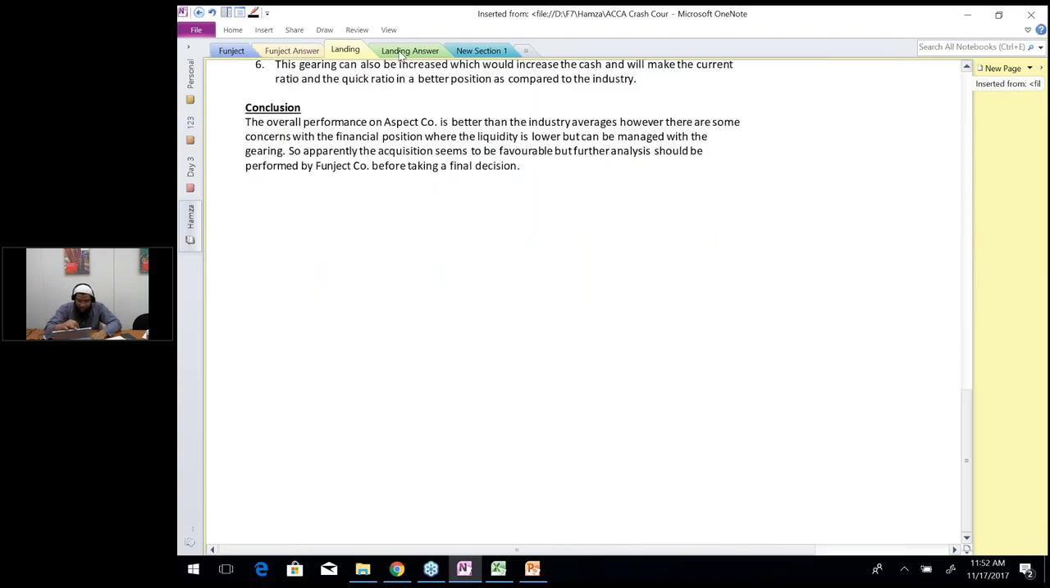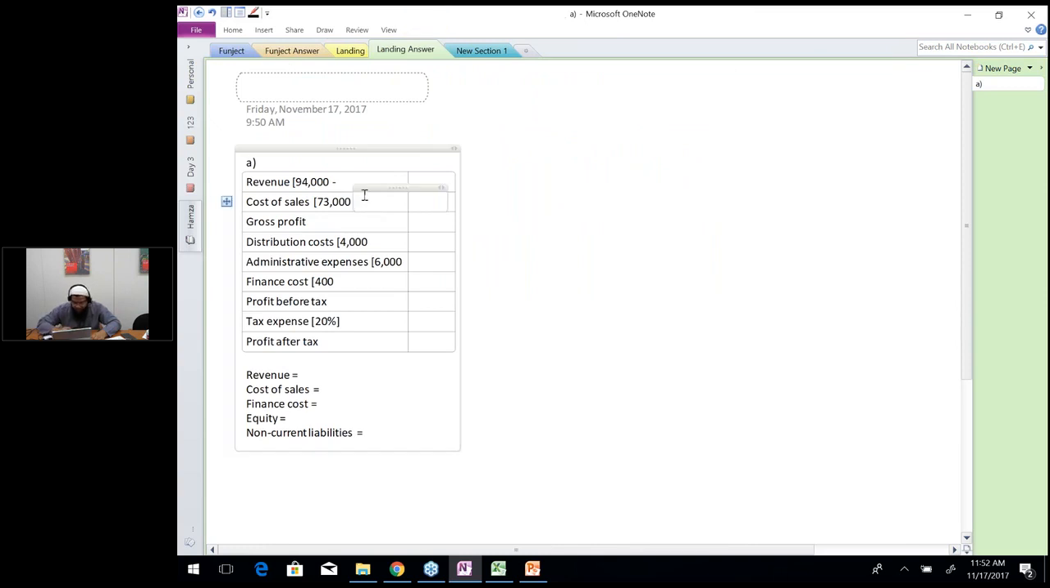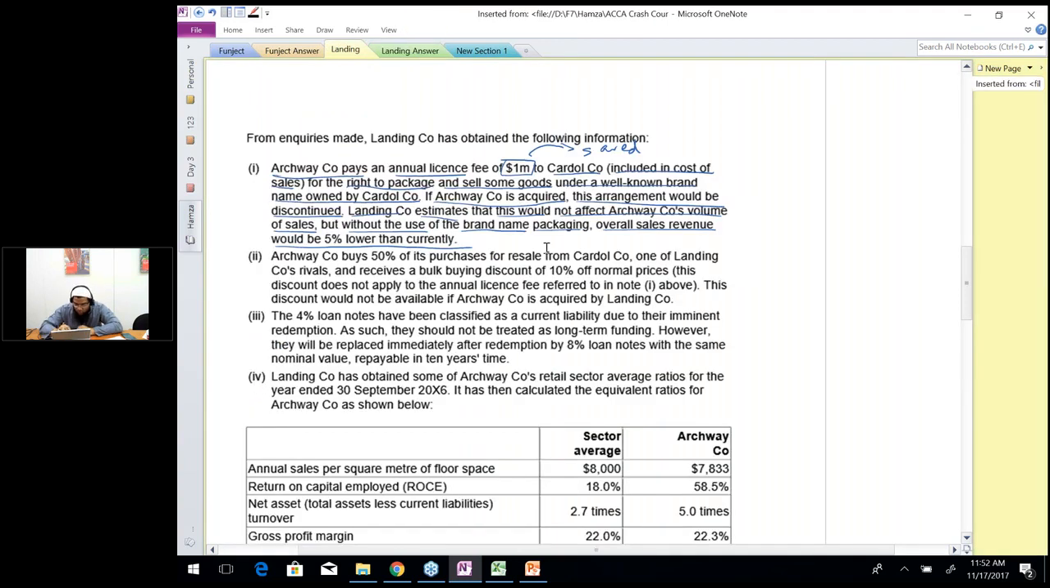So I'm going to write two impacts over here. First, I'm deducting $1,000, which is the license fee. And secondly, I'm going to say that the revenue is going to decrease by 5%. So it is going to be now 95%. The license will be reduced, so 1,000 will be removed, and the revenue will become 95% because 5% of the price has been reduced. So overall sales revenue would be 5% lower than currently.